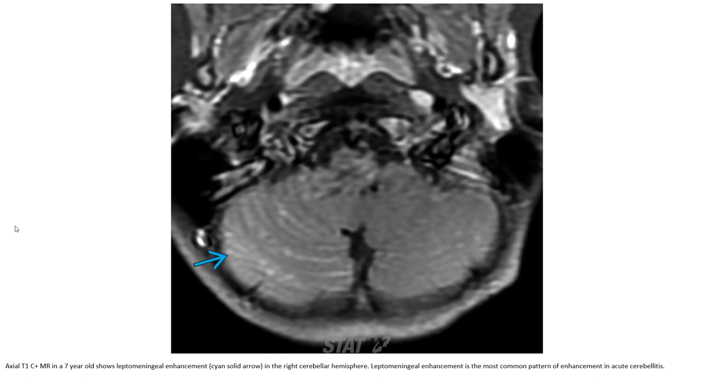And this is the axial T1 C plus in a 7-year-old, showing leptomeningeal enhancement, arrow indicated, in the right hemisphere of the cerebellum. Left dominant enhancement is the most common pattern of enhancement in acute cerebellitis.